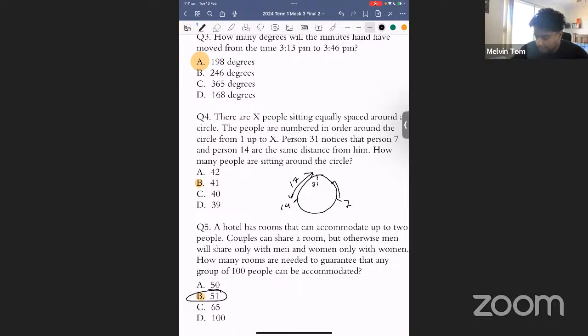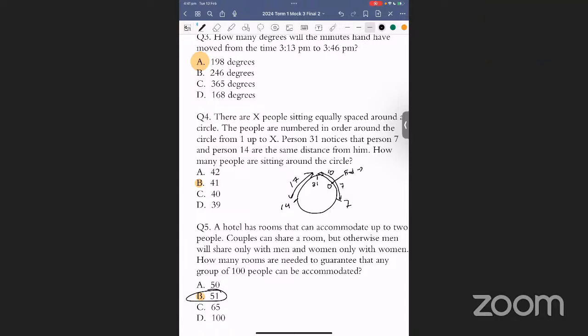So that means that from 7 to 0, so to the first person, there was 7 people. And then from individual 0 to 31, there was another 10 people. So that means the last individual, the final one, is which number? What's 31 plus 10? 41. Do you guys understand? So that's the answer. Got it?